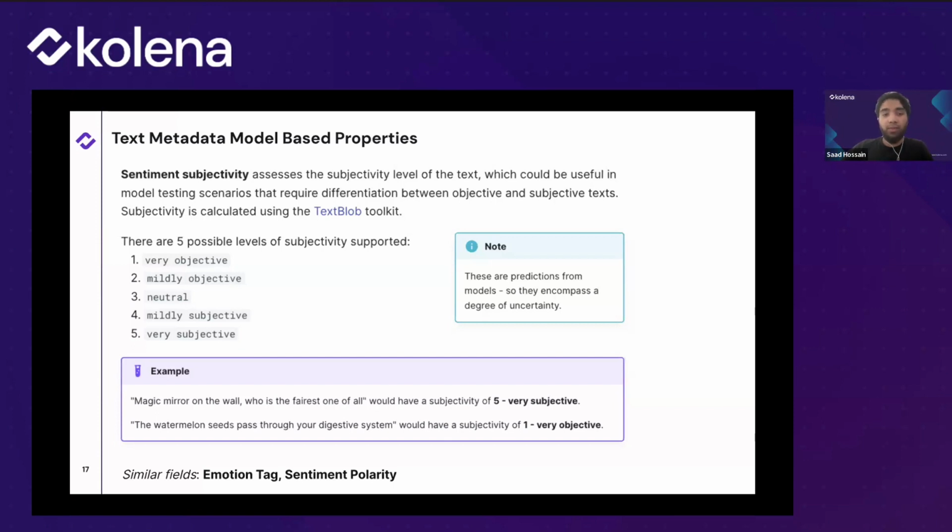Over here, if you look at something like subjectivity, especially in a task like question answering, sentiment subjectivity can tell you how opinionated a question is, which might actually be a proxy for how difficult a question is, right?